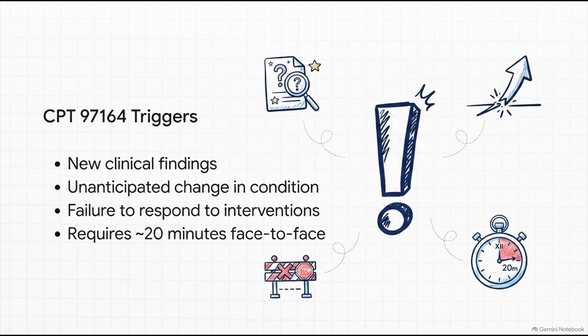To legitimately bill CPT 97164, you need very specific clinical triggers. We're talking about new clinical findings, a significant and totally unanticipated change in the patient's condition, or a complete failure to respond to the interventions outlined in your original plan of care. It requires creating a revised plan of care, involves about 20 minutes of face-to-face time, and it has to contain all the applicable components of an initial evaluation.